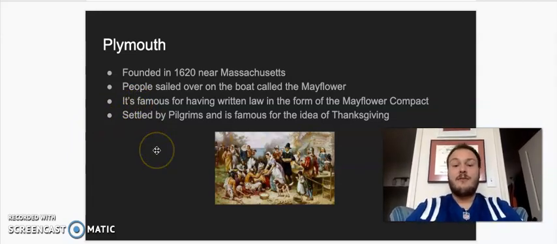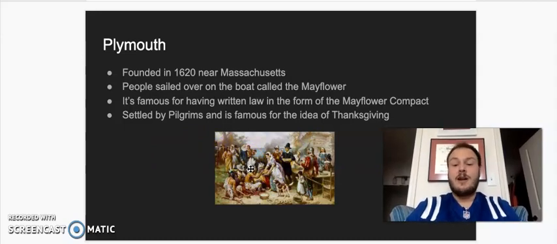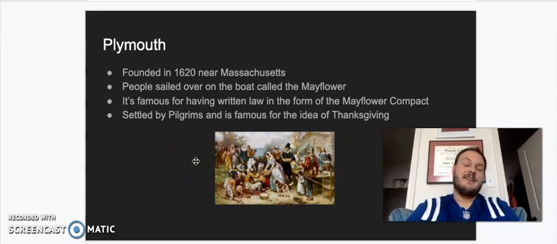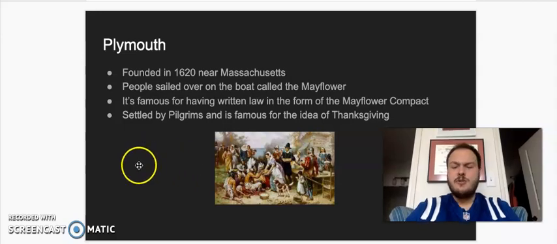Plymouth is famous for having the first form of written law in America, and that was in the form of the Mayflower Compact. This would actually go on to help Americans write documents like the Constitution. It was really a written form of law that was extremely important. And you guys might have seen Plymouth because it was settled by Pilgrim people and is famous for the idea of Thanksgiving. Again, we know that there was not very good relations between the Native American people and the people who colonized. I just want you to think about that.